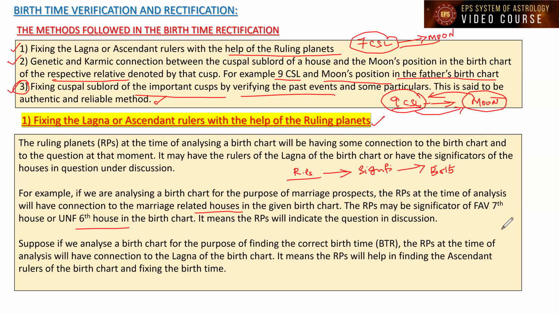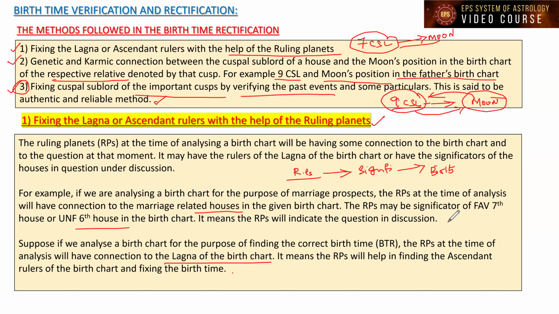So the ruling planet at the time of analysis, since it will have some connection to the purpose or question in discussion, will have a connection to the lagna of the birth chart, because at that moment the purpose is to fix the lagna. The lagna is the one which is fixing the birth time, right? So the connection will be to the lagna of the birth chart. It means RPs will help in finding the ascendant rulers of the birth chart and fixing the birth time.